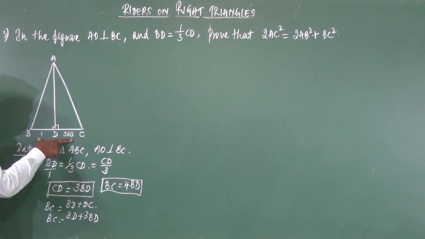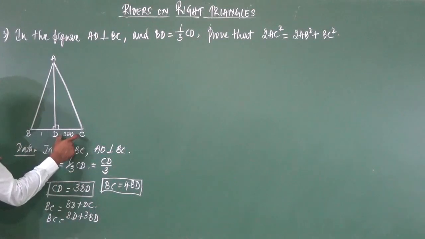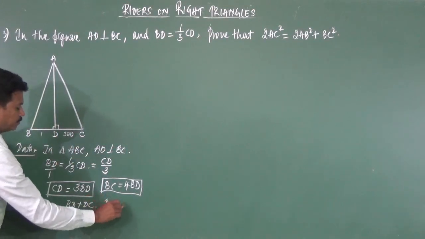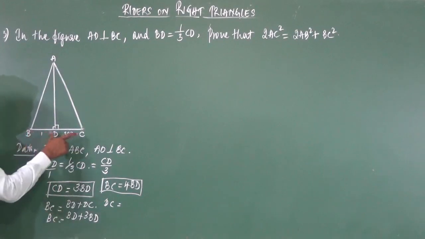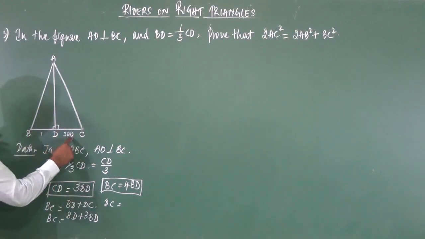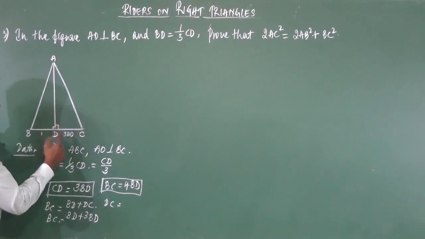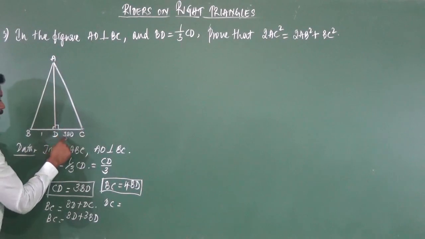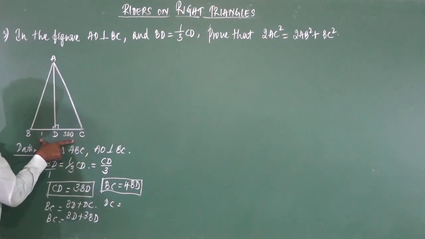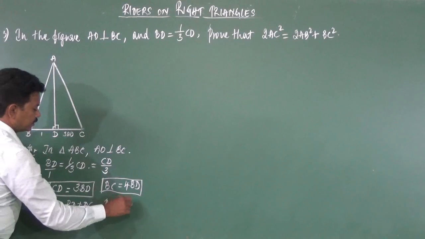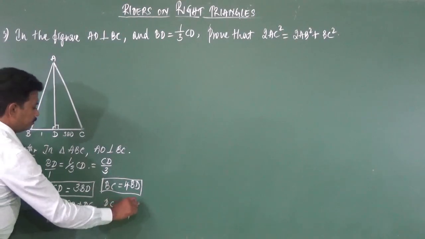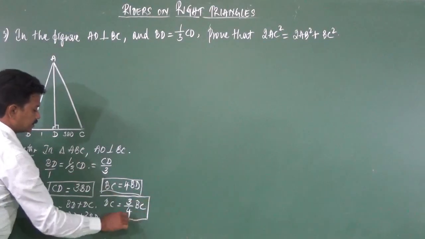So this entire BC is 4 times BD. What is DC here? We can also define DC here. BD is 1 unit and DC is 3 units. When compared to this, this is very big, that is 3 times. So BD is to DC is a 1 is to 3 ratio. Therefore DC is 3 parts out of 4 parts, that is BC. DC can be written as 3 by 4 BC.